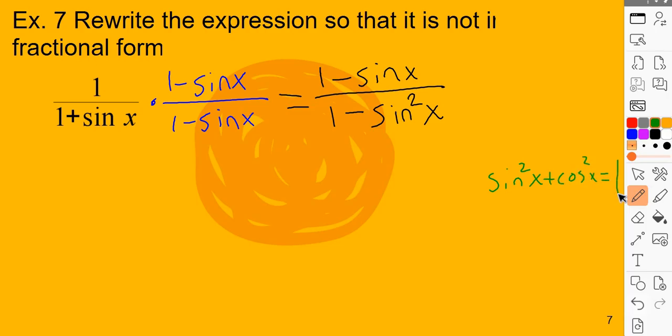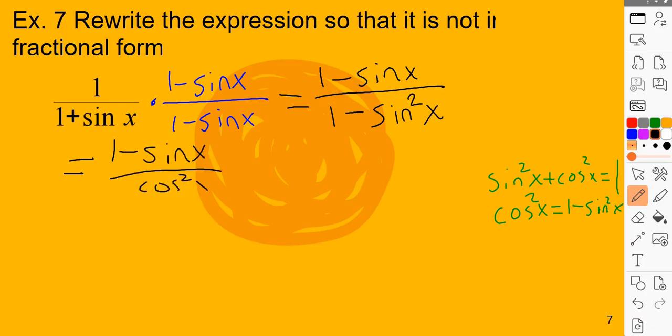1. Now, notice, we did this a second ago, right? We subtracted sine squared from both sides. If we do that again, what does 1 minus sine squared equal? Cosine squared. So what can we substitute our denominator for? Cosine squared. Do I still have a fraction? Yes. So are we done?